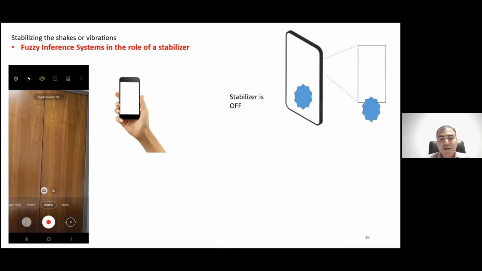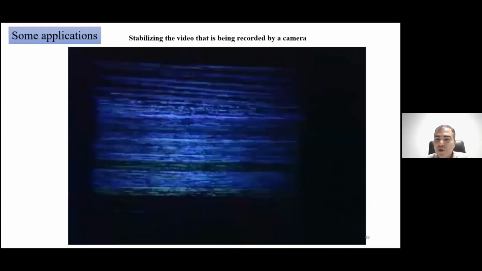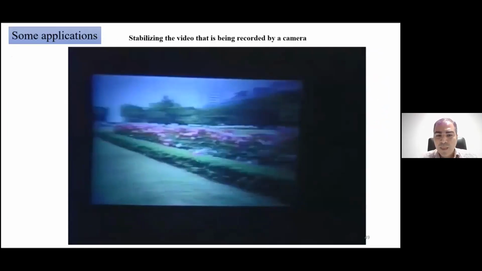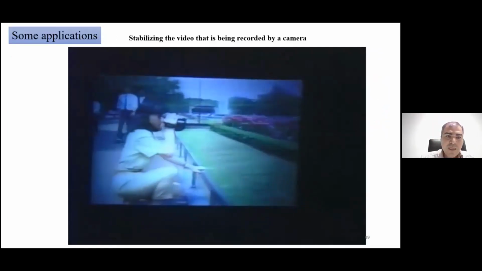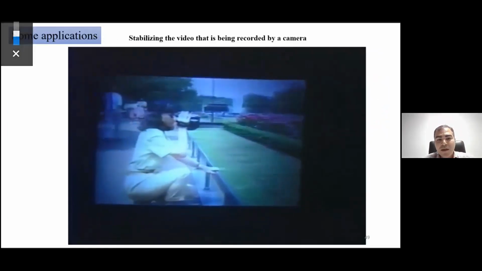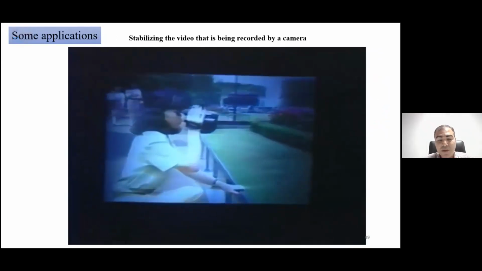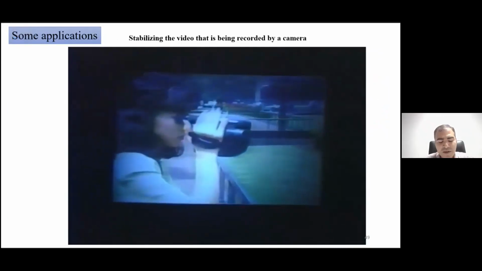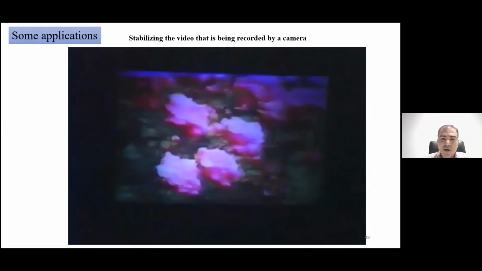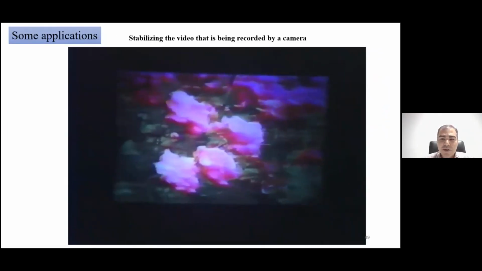This slide shows the first application of fuzzy logic in the stabilization of the video being recorded by a camera. I think it has been applied about 30 years ago, and the company that produced this camera, I think it's Matsushita, a Japanese company.